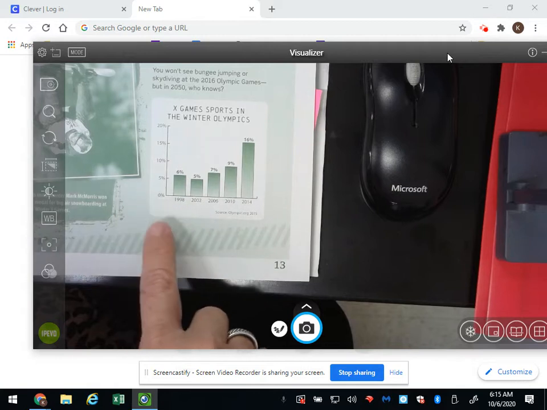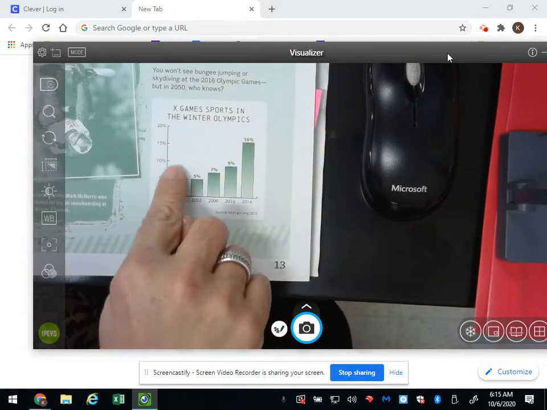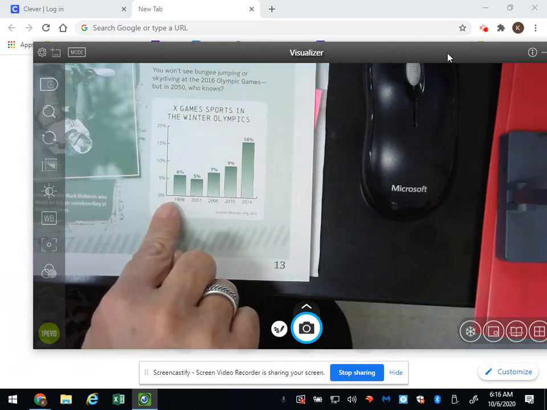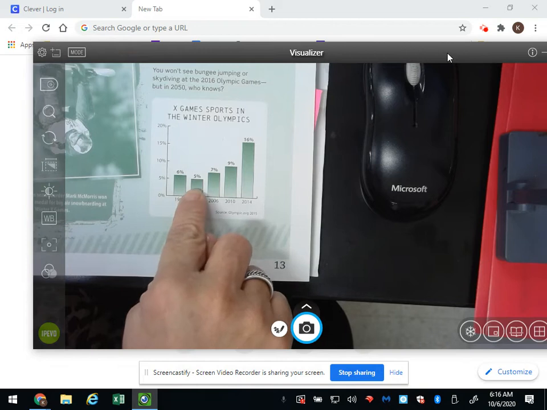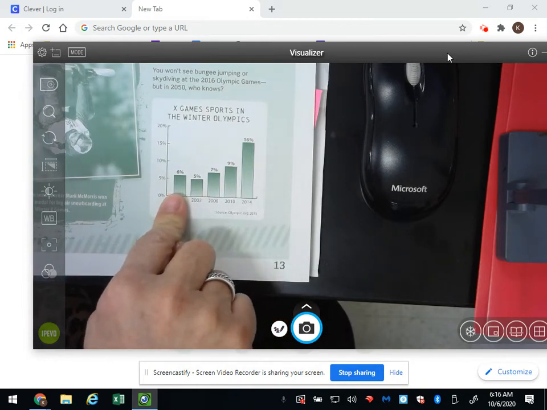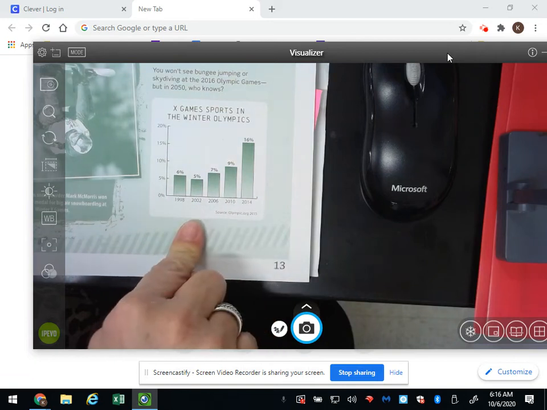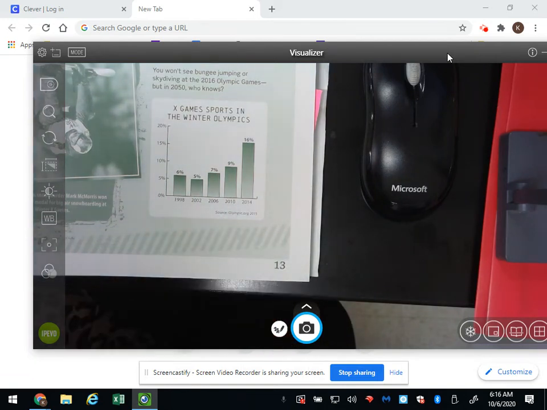To find that, I would look along this axis here that has the years, and then here's the percentage. And it looks to me like it was 2002 because only 5% of the X Games sports were in the Winter Olympics. If you look at this graph on your own, it should be fairly easy to see which year had the largest number of sports crossover.